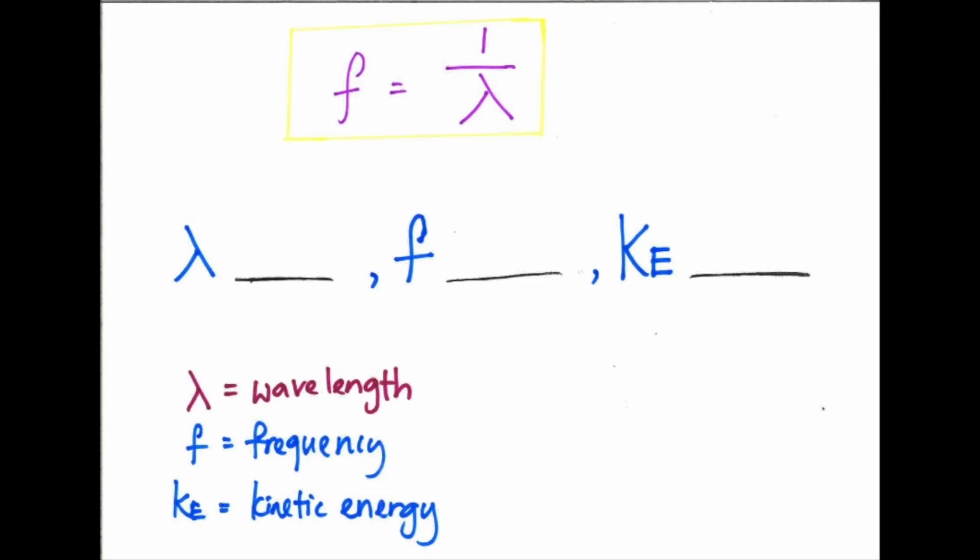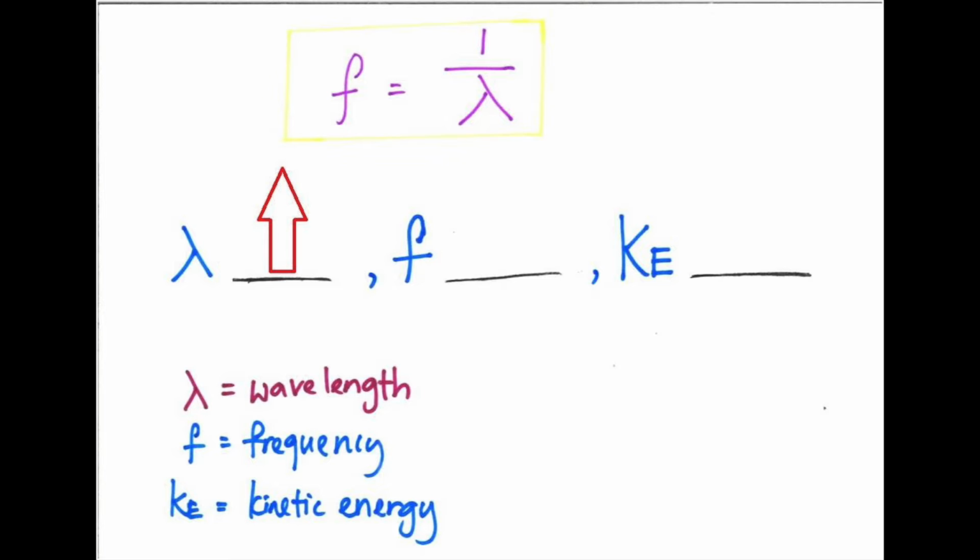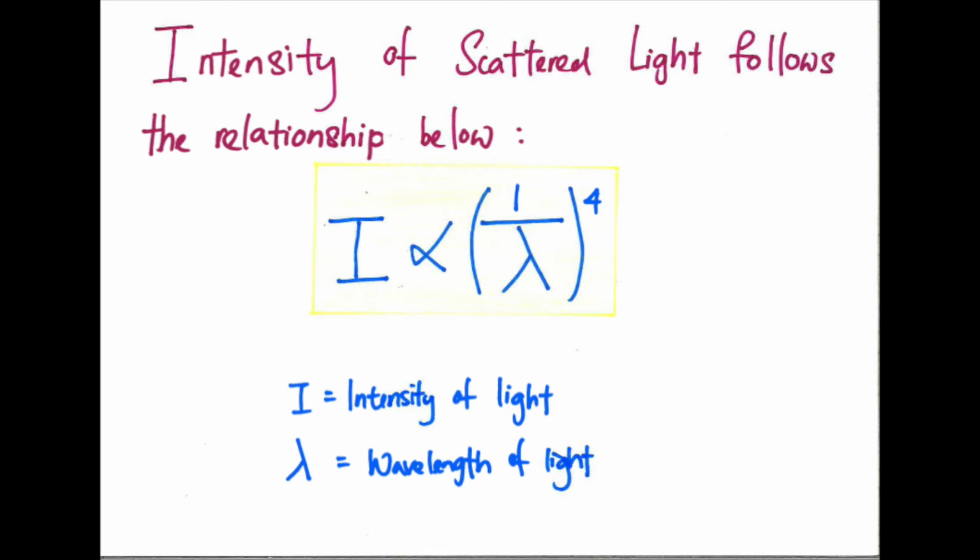This is because longer wavelengths have low frequency, where the photons do not have enough kinetic energy to be absorbed by the atomic transitions. The intensity is inversely proportional to the wavelength, as you can see in the equation.